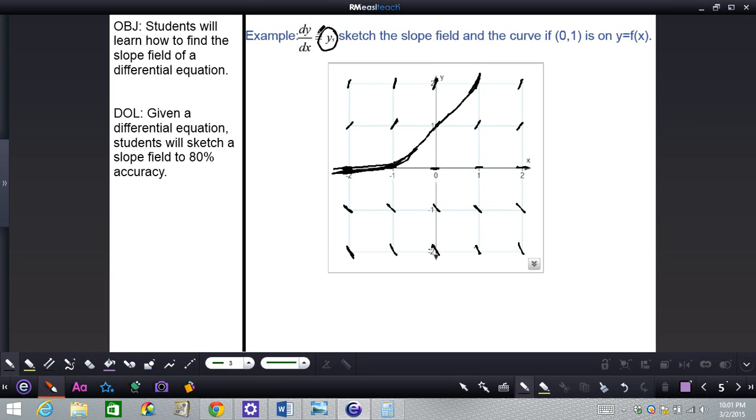The reason is because if I were to integrate this, it would be y squared over 2, which, as you guys know, if I was solving for x, would be the square root. It is a square root function.